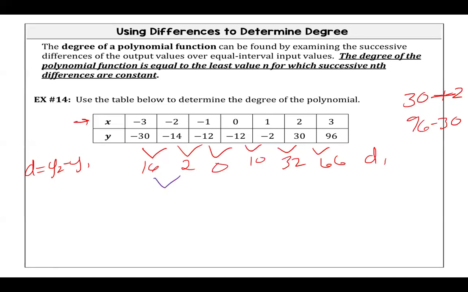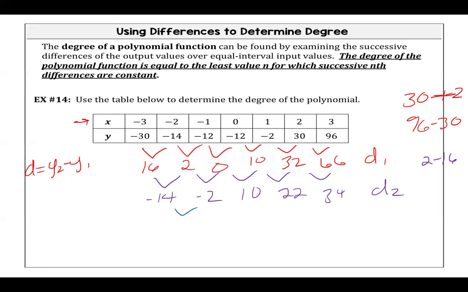2 minus 16. And again, if on your paper you need to write it to see it, write it to see it. 2 minus 16 gives us negative 14. 0 minus 2 gives us negative 2. 10 minus 0 gives us 10. 32 minus 10 gives us 22. 66 minus 32 gives us 34. Is D2 the same? No, because D2 is not the same. It is not a quadratic model. Make sense? All right, now we're going to keep going.